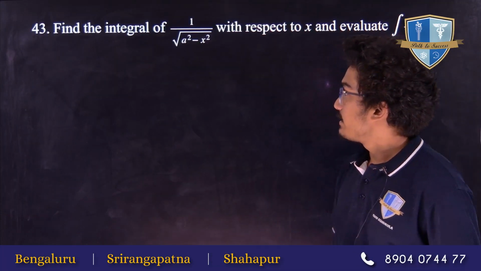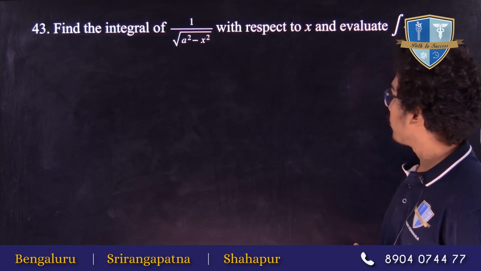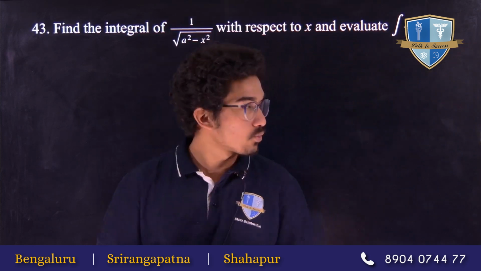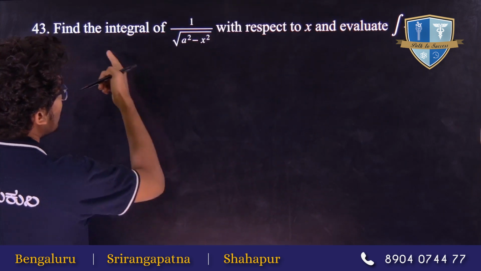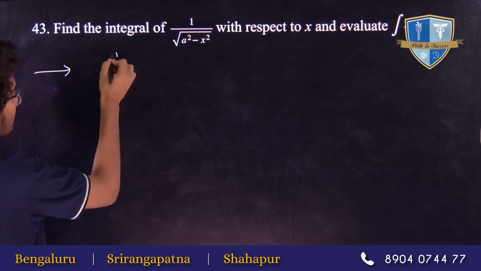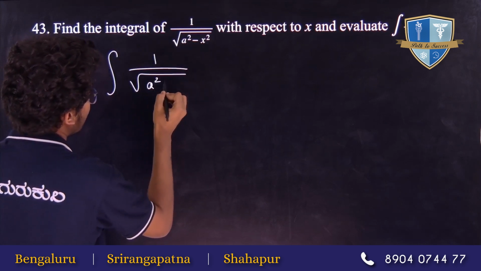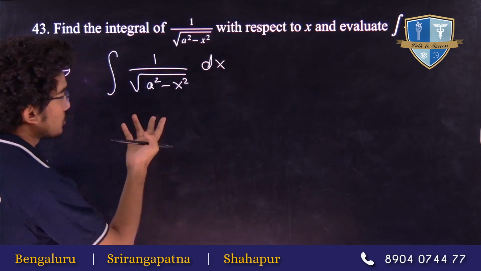So next question is, find the integration of 1 upon root of a square minus x square with respect to x, and evaluate integration of dx divided by root of 7 minus x square. So to solve this question, first we are supposed to find integration of 1 upon root of a square minus x square with respect to x. So we are supposed to find this.